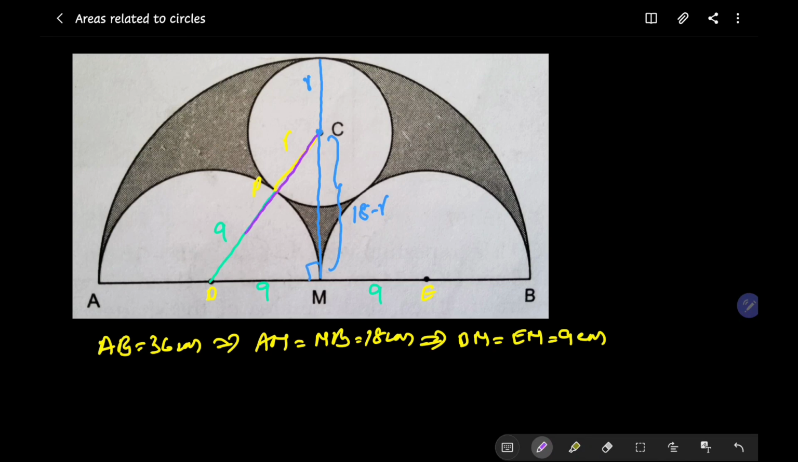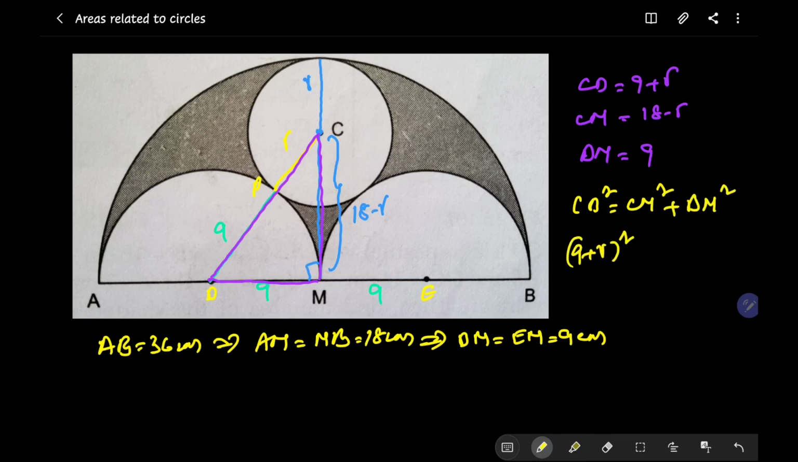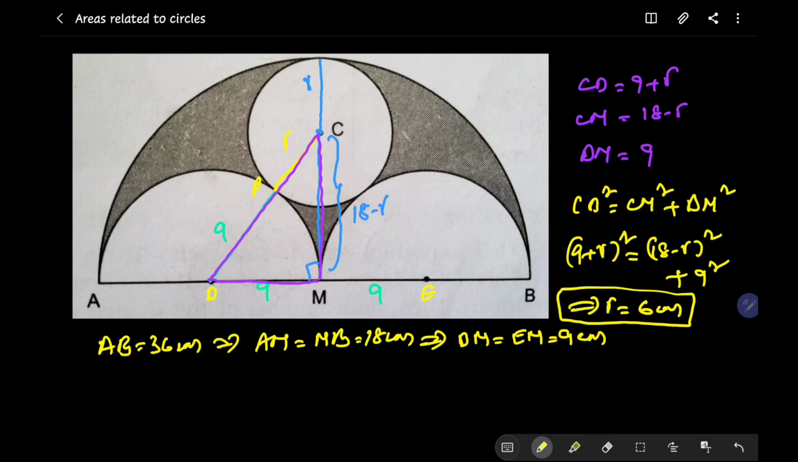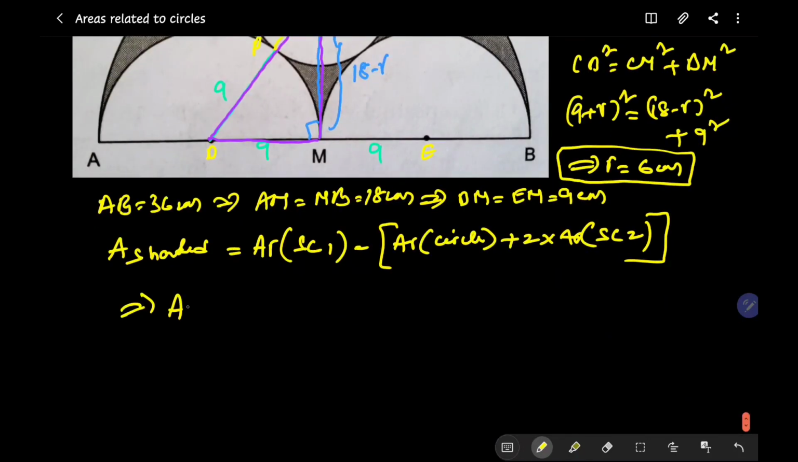Now you can see a right triangle in purple color, which will help us in finding the radius R of the circle. Apply Pythagoras theorem for triangle CMD and substitute the side lengths carefully to get the value of R, which is now 6 centimeters. Now perform the subtraction as I mentioned at the start of this problem to get the area of the shaded region.